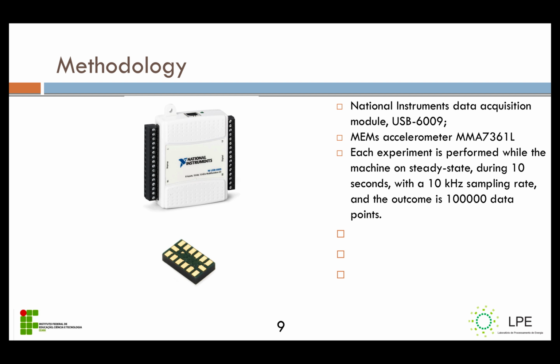We also used a MEMS accelerometer, MMA7361L, acquired by the National Instruments data acquisition module, USB 6009. Each experiment was performed with the machine in steady state, during 10 seconds, with a 10 kHz sampling rate, and the outcome is 100,000 data points.